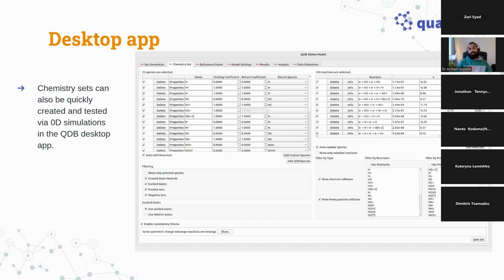So the user can create his own chemistry set using the QDB app. So we have the QDB app as well. The user can use the chemistry tab as shown on this screenshot. Using this tab, the user can create the chemistry sets as per the simulations, and you can test it via 0D simulations.